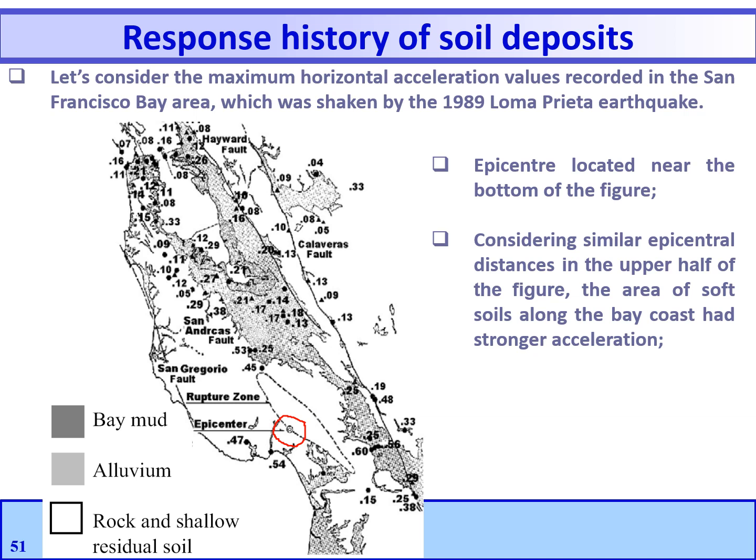However, the accelerations recorded at similar distances may vary significantly because of several factors, especially local soil conditions. If you check the upper half of the figure, the area of soft soils along the Bay Coast had stronger acceleration. This implies, of course, that softer deposits amplified the earthquake motion.